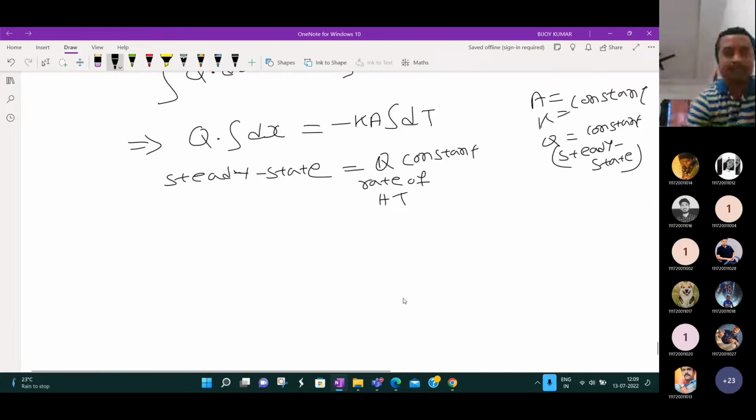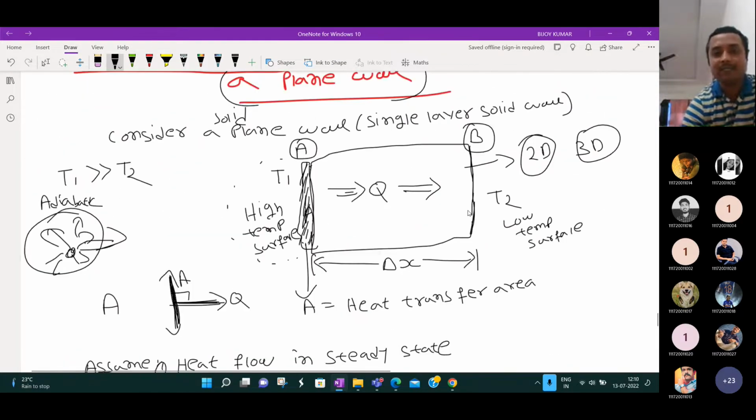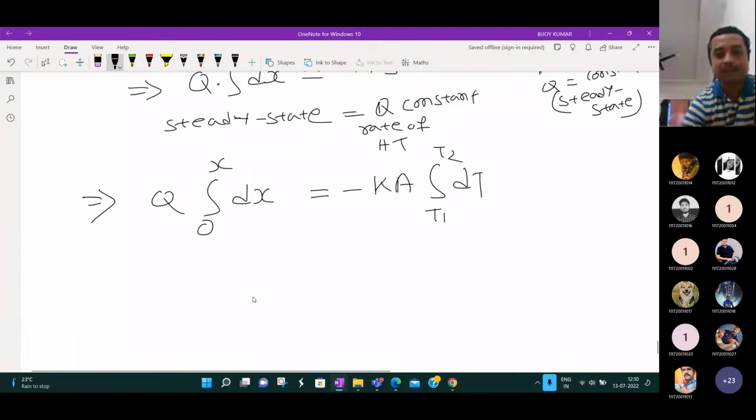Okay, so next, what we can write: Q integration of dx is equal to minus k A integration of dt. Let me put the limits, 0 to x. Here the limit will be t1 to t2. What is the lower limit? What is the upper limit? Here you can see the temperature goes from t1 to t2. Suppose this is 0 distance, this is the x distance. So we can put the limits 0 to x and t1 to t2.